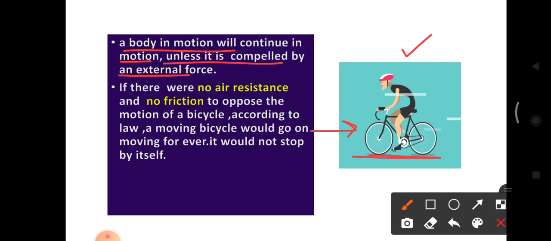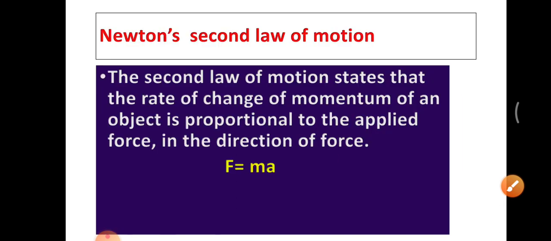But in one condition, if there is no frictional force, if there is no air resistance, the body will continue in motion. Otherwise, it will stop after a certain time. If friction force and air resistance are present, after some time the object will stop. So if there is no air resistance and no friction, the object will continue in motion. This is Newton's first law of motion.